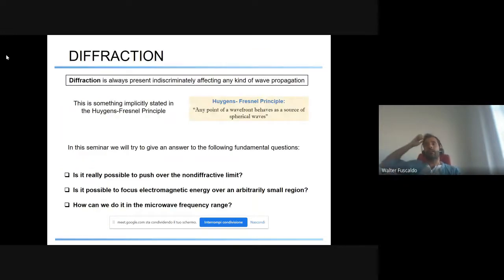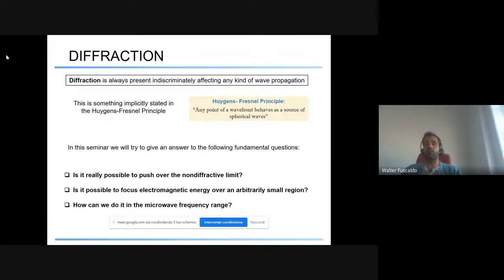So let's start from diffraction, that is the main phenomenon underlying this seminar, because localized waves are actually a class of wave solutions that are capable of resisting diffraction for several wavelengths of distance. Indeed, as you should know, diffraction is always present and affects any kind of wave propagation. And this is something that is implicitly stated in the Huygens-Fresnel principle, that each point of a wavefront behaves as a source of spherical waves.